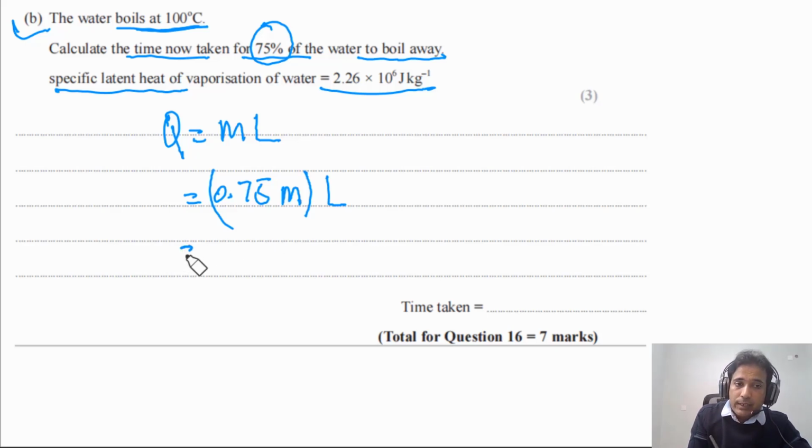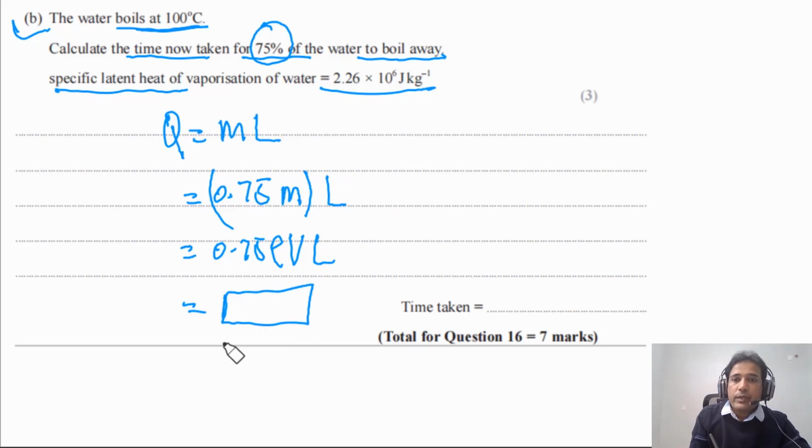Now simply you need to plug in values. So we have 0.75 times rho times volume times L. And you will be able to get the value of Q. And this L is actually the latent heat of vaporization, so this is L_V. Now simply we need to plug in and we will get the value of Q.